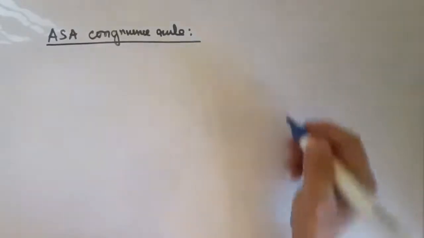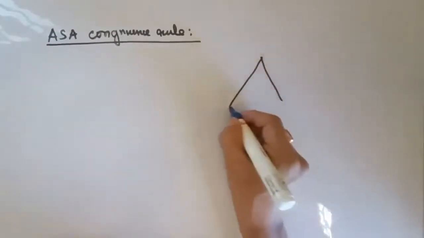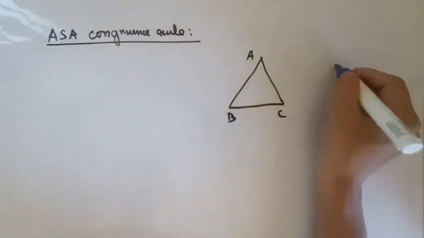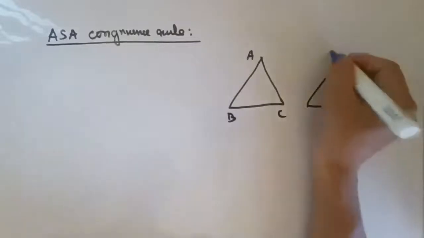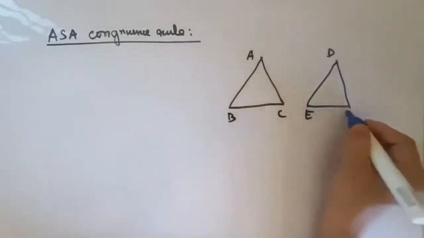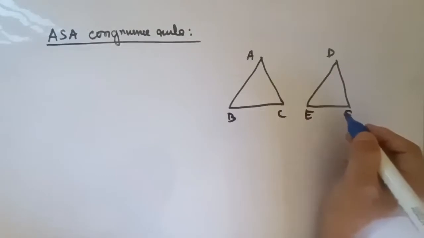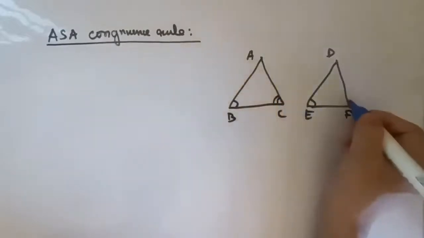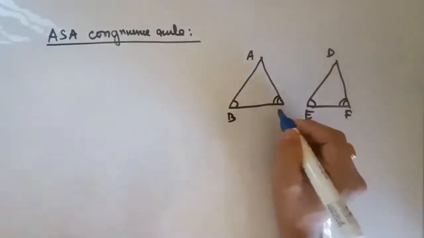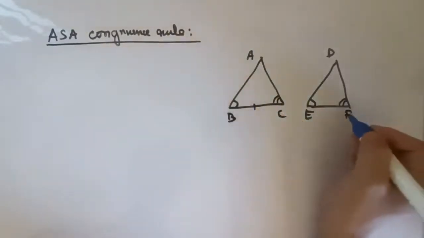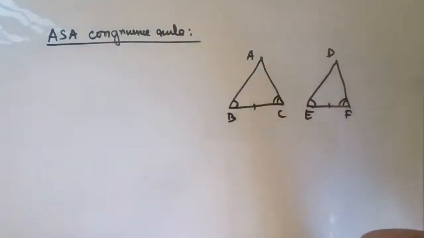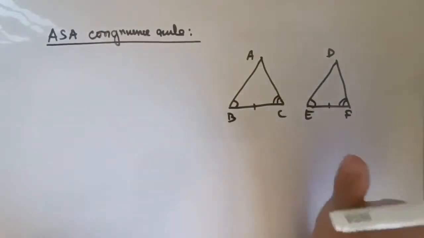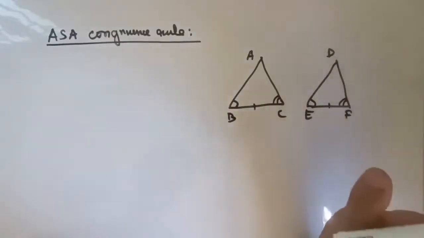So according to this rule, if two triangles are to be congruent, that is triangle ABC is congruent to triangle DEF, then angle B is equal to angle E, angle C is equal to angle F, and the included side, that is side BC, is equal to side EF. Then these two triangles ABC and triangle DEF are congruent to each other.